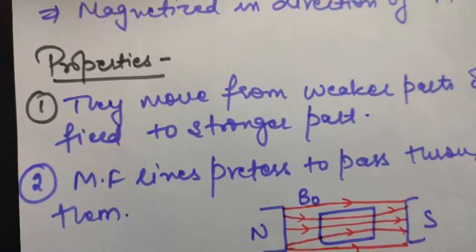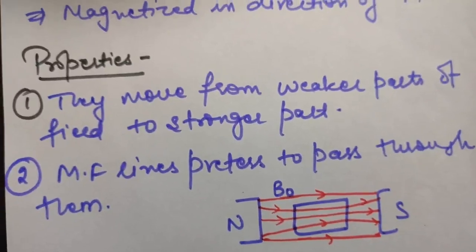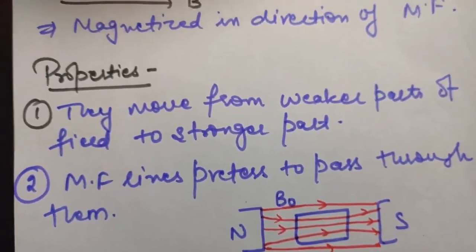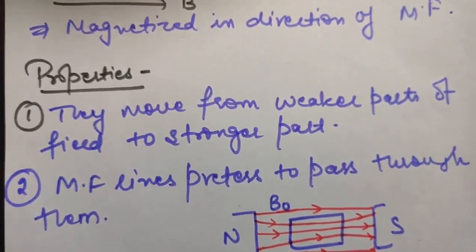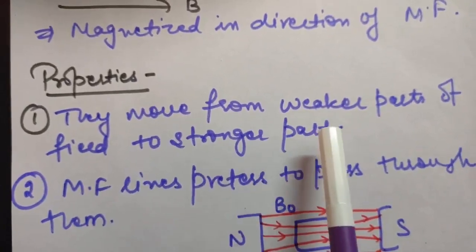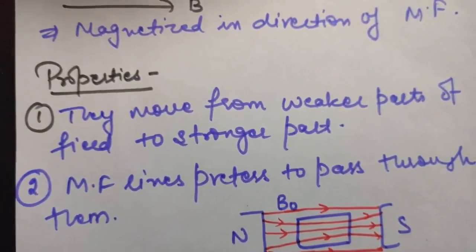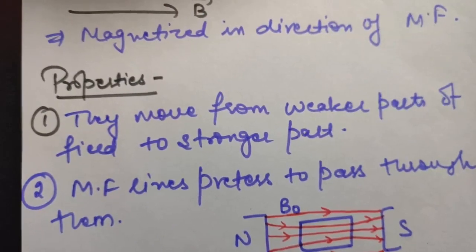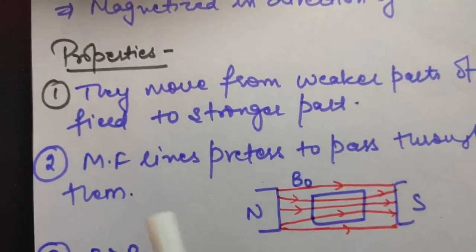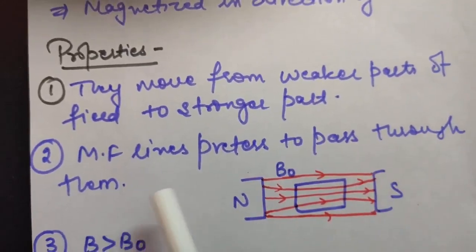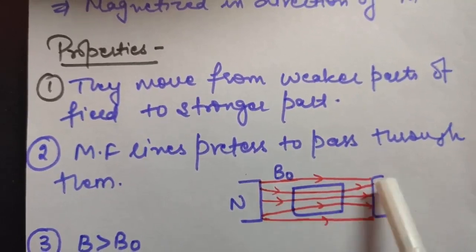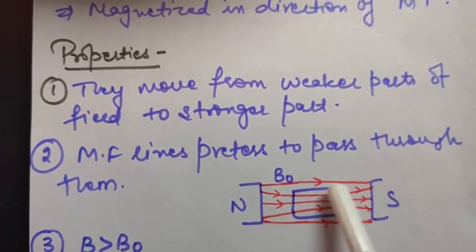Okay, so now we'll discuss the properties of these paramagnetic substances. Although most of the properties are opposite to that of diamagnetic substances, they have tendency to move from weaker parts of the field to stronger parts. Obviously, because they are getting magnetized in the direction of magnetic field, so they will move from weaker part to stronger parts. Magnetic field lines prefer to pass through them. So if this is a paramagnetic substance, magnetic field lines will prefer to pass through it because they are getting magnetized in that direction.